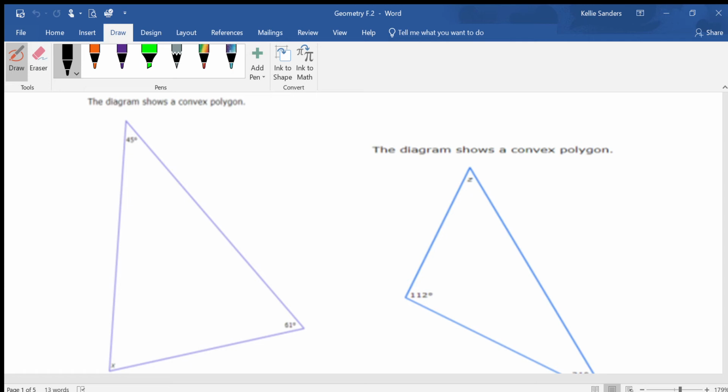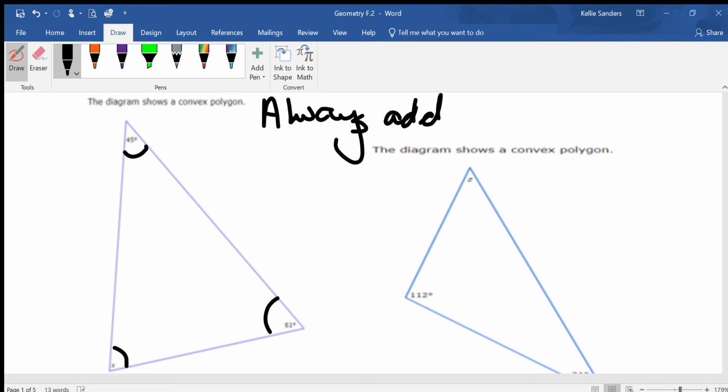You may or may not know that anytime you have a triangle, you will always have three angles. And if it is a triangle, those three angles will always add to 180 degrees. So if you have a triangle, the inside angles will always add up to be 180 degrees.